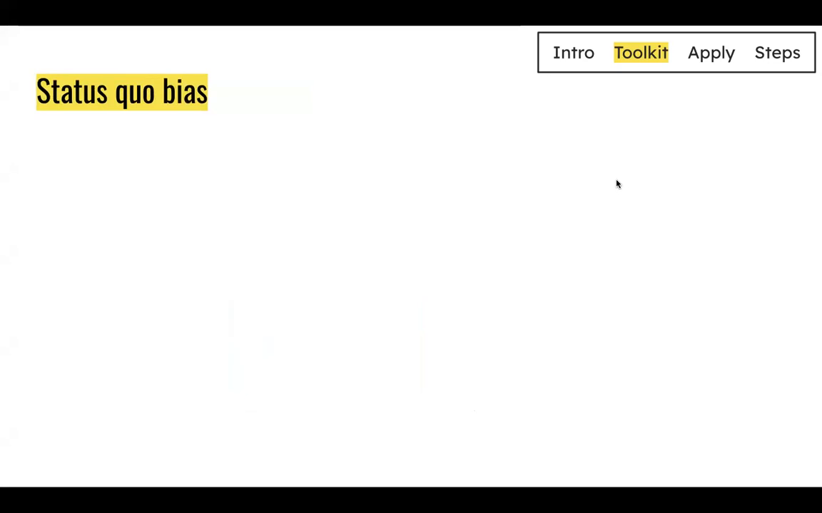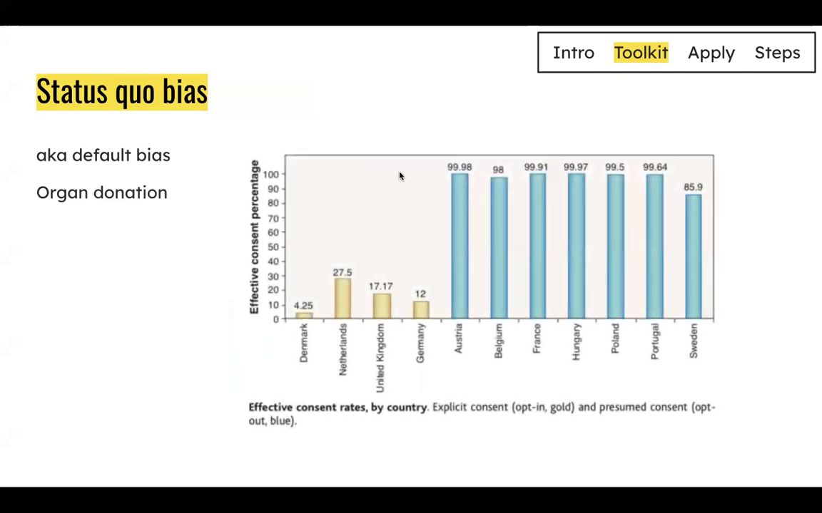Awesome. The next one is called status quo bias. Status quo basically means whatever the default is, right? So it's also known as default bias. It basically means that whatever is the default, we stick to it more often than not, right? Because we're lazy people. But this is a cool example on organ donation.